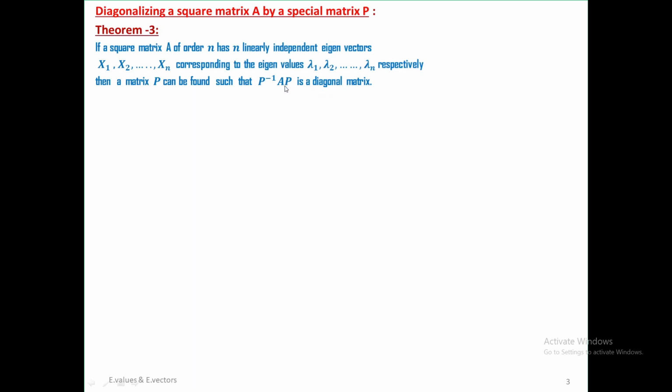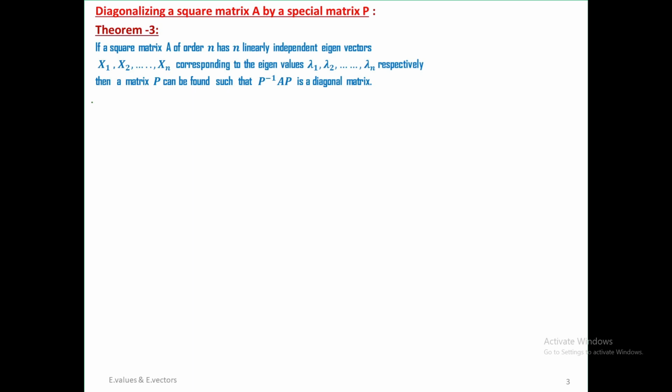So what is P? We can find a matrix P such that P inverse into A into P. What is A? A is the old matrix. For this matrix, these are the n eigenvalues and these are the n eigenvectors. Okay. So pre-multiplication with P inverse and post-multiplication with P, then together this becomes a diagonal matrix. Okay. Now let us go to the proof for this.